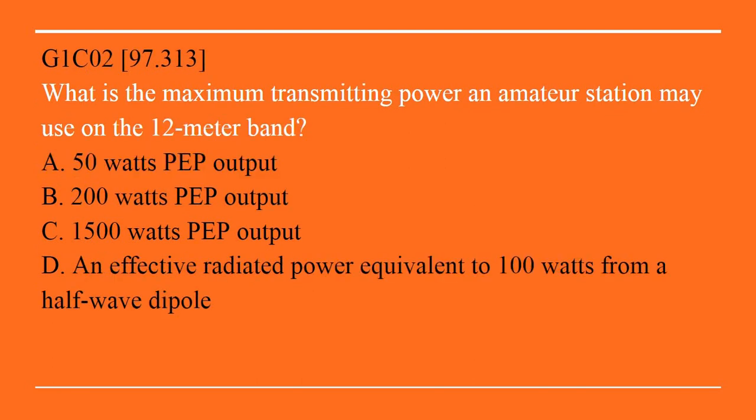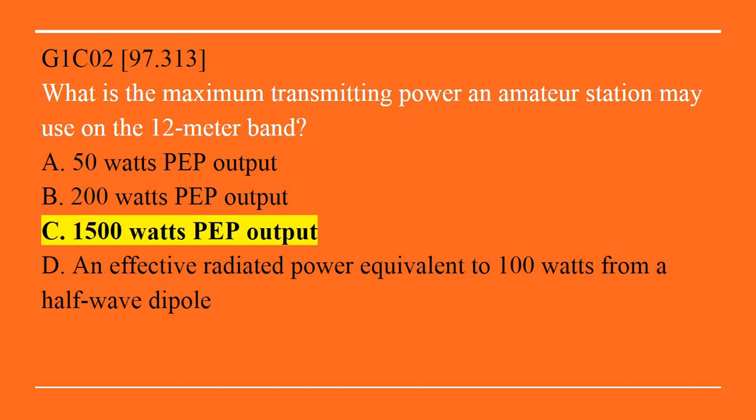G1C02, what is the maximum transmitter power an amateur station may use on the 12 meter band? A. 50 watts peak envelope power output. B. 200 watts peak envelope power output. C. 1500 watts peak envelope power output. Or D. An effective radiated power equivalent to 100 watts from a half-wave dipole. Correct answer here, C. 1500 watts peak envelope power output.